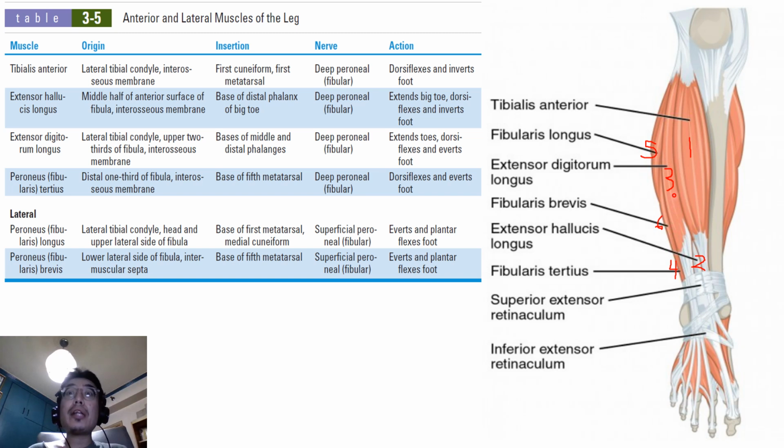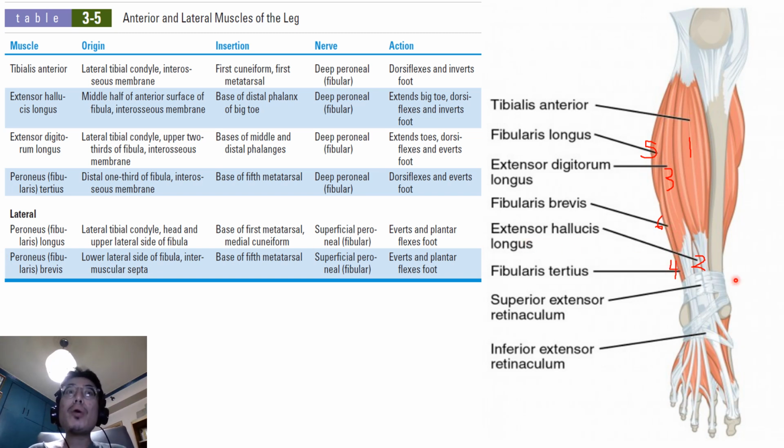Adjacent to it and lateral to the extensor hallucis longus is the extensor digitorum longus. The extensor digitorum longus originates from the lateral tibial condyle, the upper two-thirds of the fibula and the interosseous membrane, and it inserts into the bases of the middle and the distal phalanges. Also innervated by the deep peroneal nerve, it extends the rest of the toes, and it dorsiflexes and everts the foot.